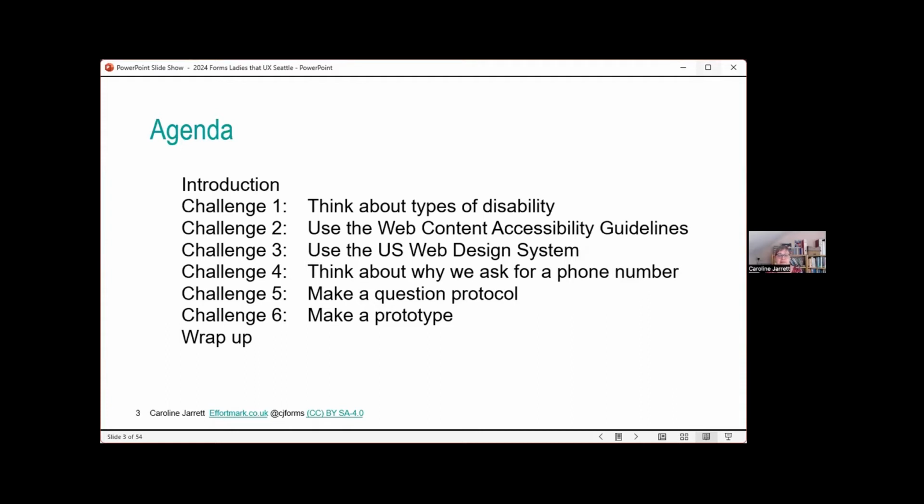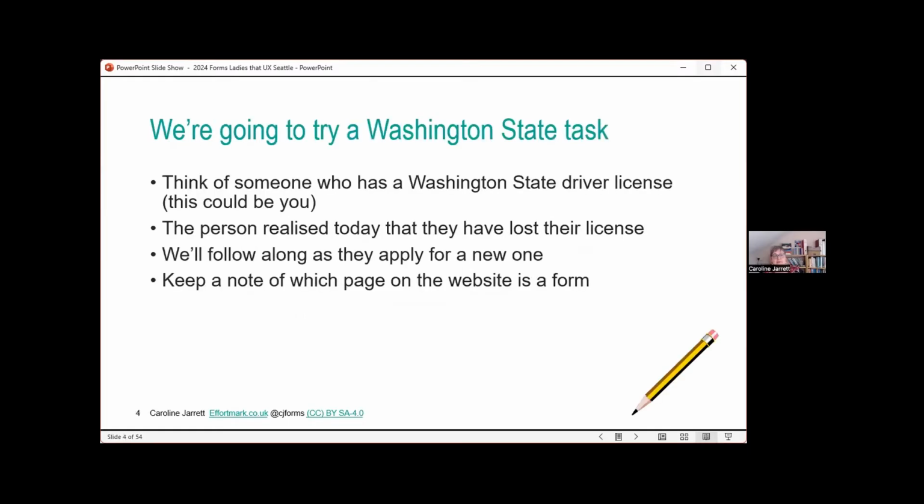We'll be thinking a bit about different types of disability, have a look at some of the best known sets of guidelines and advice, and then keep working through on that. So we'll see how we go. First of all, before we get started on that, I want to introduce you to some of how I think about forms. And what we're going to do is try a Washington State task.